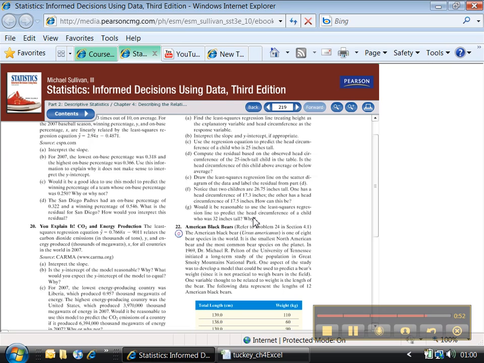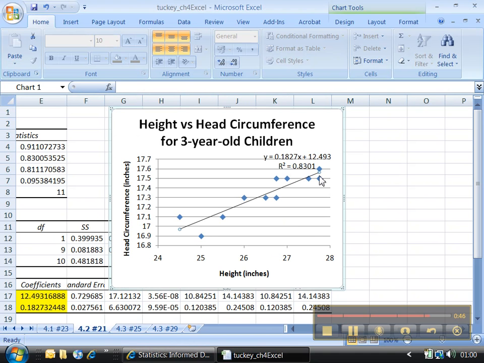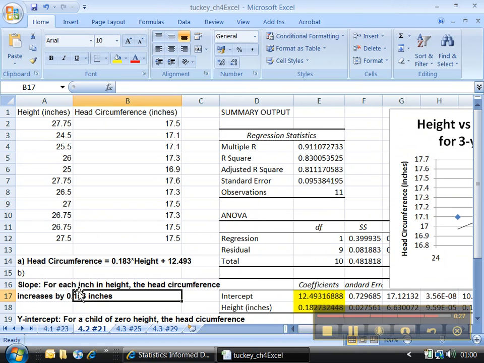And then would it be reasonable to use the least squares regression line to predict? That's another thinking question, but let me give you a hint. The highest data value you have is up in the 27s, and the lowest you have is 24. 32 is well beyond what you know anything about. So I don't think that would be a very good move. And I think you would have to write up something over here to that effect.